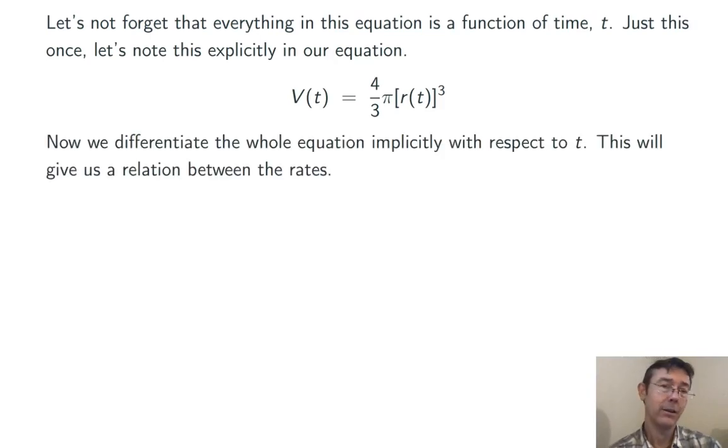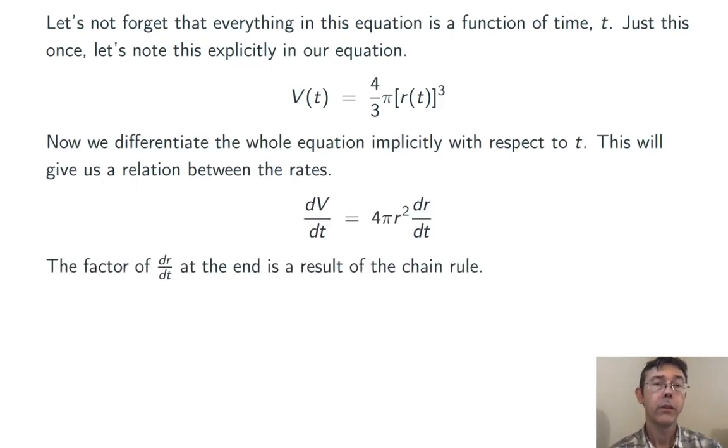The big idea now is to differentiate the entire equation with respect to t, to get some derivatives into the game. The subtlety here is that on the right-hand side, we have a composition. We have a function inside a function. r of t sits inside the cube function. So when we differentiate that right-hand side, we're going to need a chain rule. Overall, the result is dV/dt is 4 pi r squared dr/dt. Already you can see you have a relationship between the two derivatives that I'm interested in here.